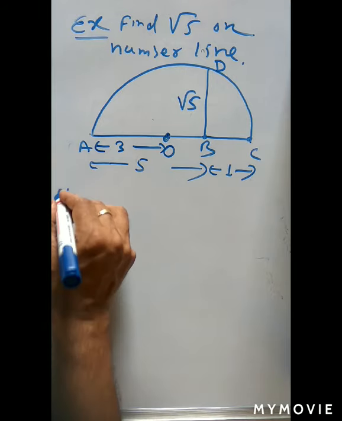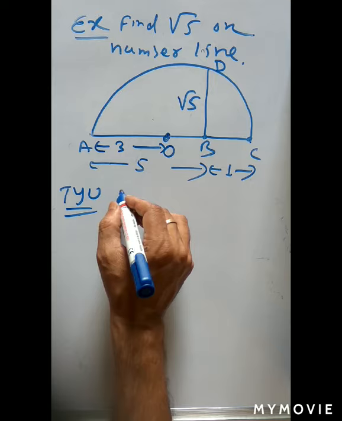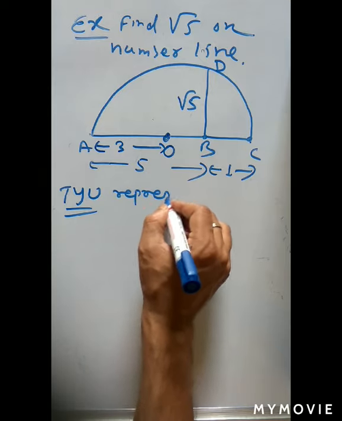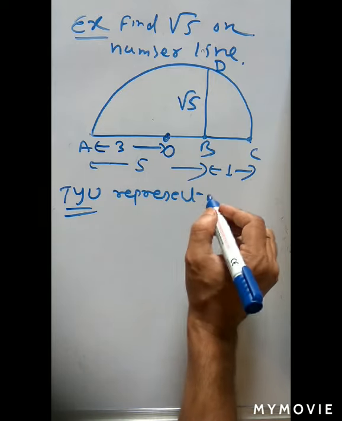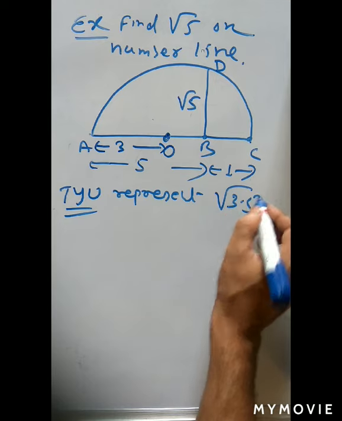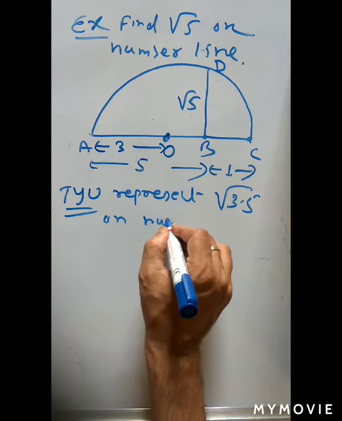Now test your understanding, practice at your home. Represent square root of 3.5 on the number line.